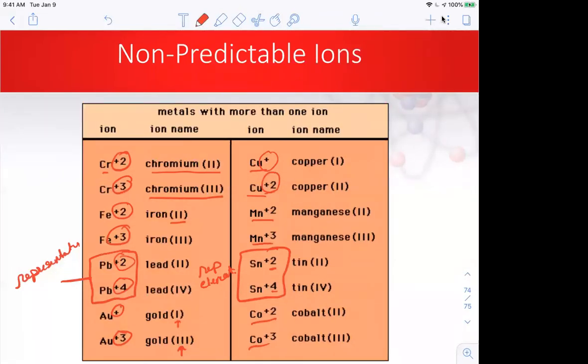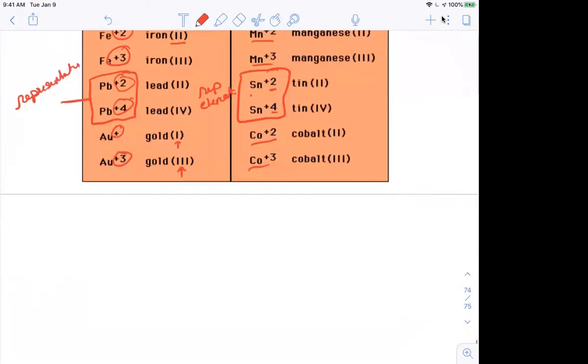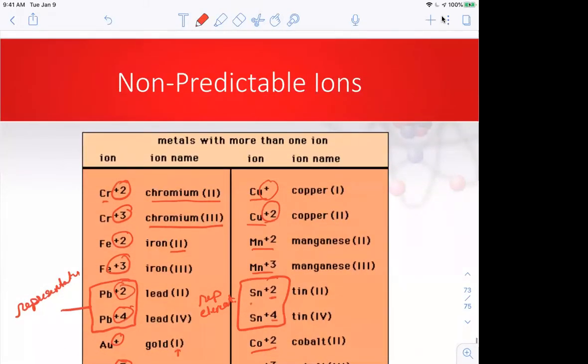So my transition metals and lead and tin, these are my problem children. These are the ones that I have to have more information in order to determine which ion is formed when it forms ionic compounds. That is going to be a topic for another day. And with that, we conclude Module 3.